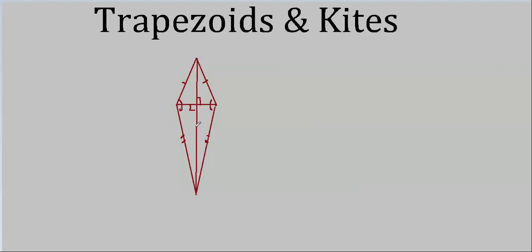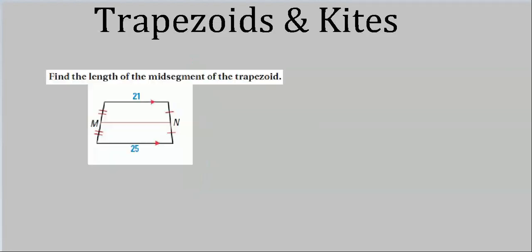We definitely have a parallelogram if that happened. For a kite, only these two. So we've got one pair of congruent angles, and the diagonals are perpendicular. Well, now that we're experts on trapezoids and kites, let's work some problems here.